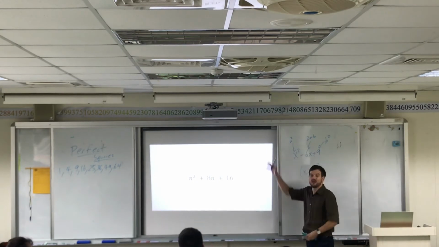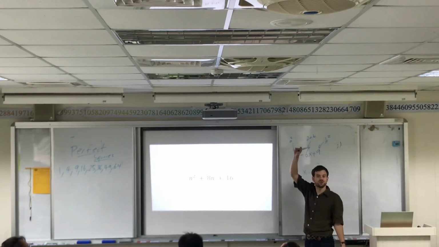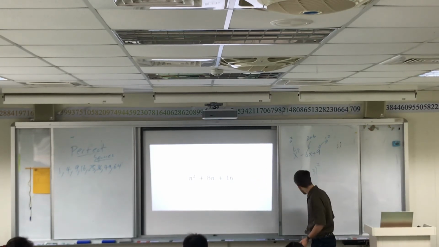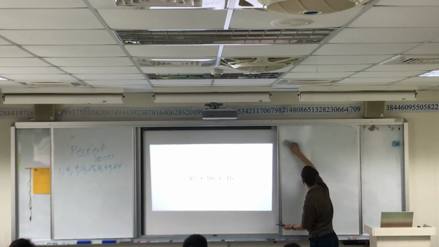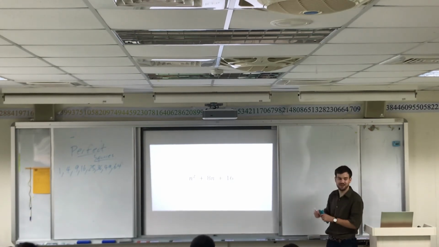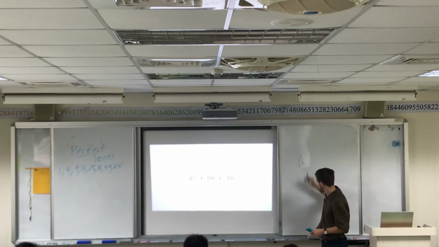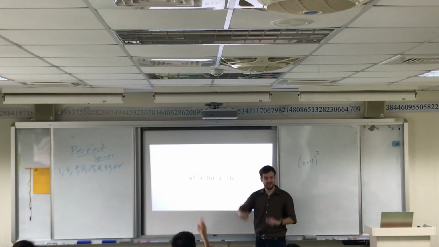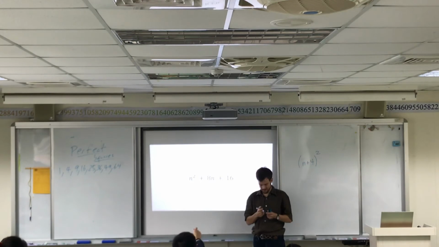Alright, students, here's another perfect square. What is it? If I factor this, what do I get? It's what times itself? n plus 4 squared. If I multiply this out, I will get the original expression. They're the same.